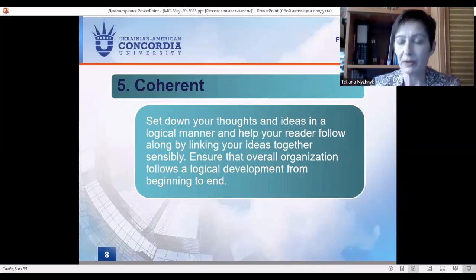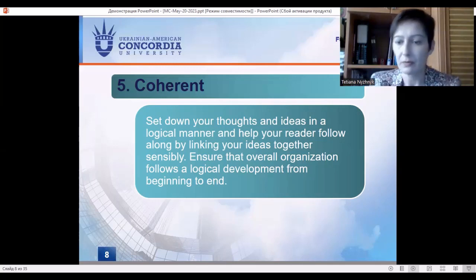Coherence is impossible without cohesion. Cohesion means linking the ideas together. One way to do it is by using sequence markers, showing that this part of the document is over, and now you're moving on to a new idea. So, always ensure that the overall organization of your document follows a logical development from beginning to the end.